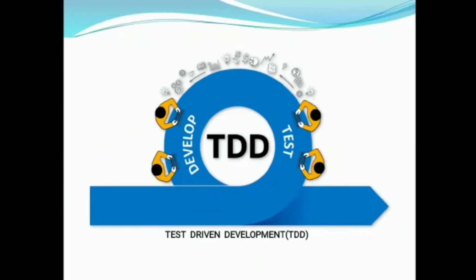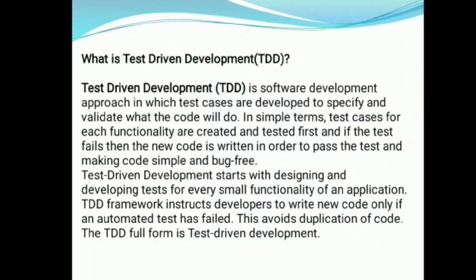So before getting into the topic, we should know what test-driven development is. Test-driven development (TDD) is a software development approach in which test cases are developed to specify and validate what the code will do. In simple terms, test cases for each functionality are created and tested first, and if the test fails, then new code is written in order to pass the test, making the code simple and bug-free. So TDD starts with designing and developing tests for every small functionality of an application. The TDD framework instructs developers to write new code only if an automated test has failed.